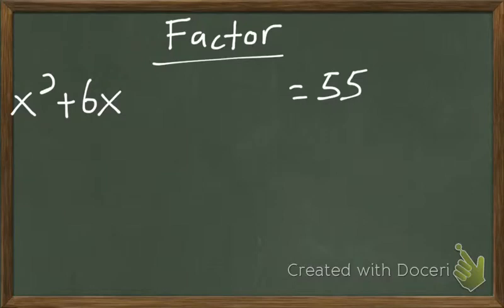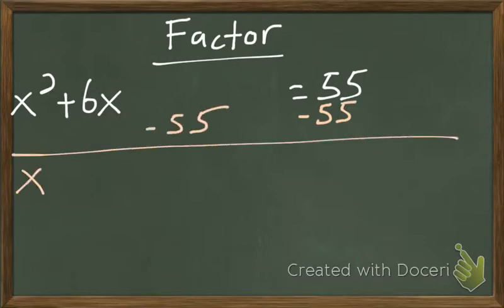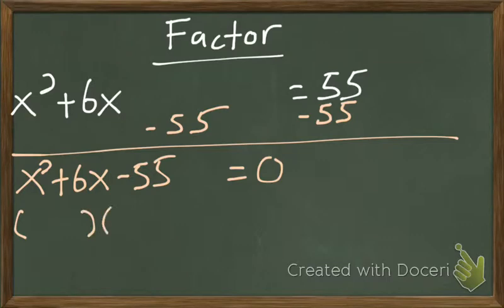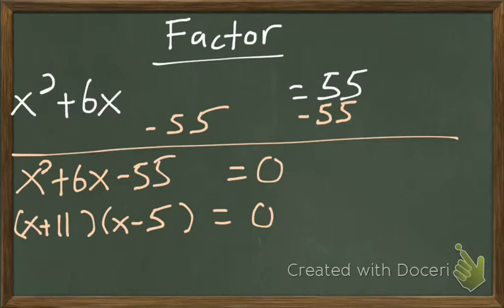Factor. Guys, whenever you factor, the right side has to be equal to 0. So the first thing I have to do is this. It's very important. Then rewrite it. Right, now you want to factor this, using this method. What 2 numbers work for this? Kind of hard to see, but if you keep trying, you should get that. Right, and then you take the opposite. So x equals negative 11 or 5.